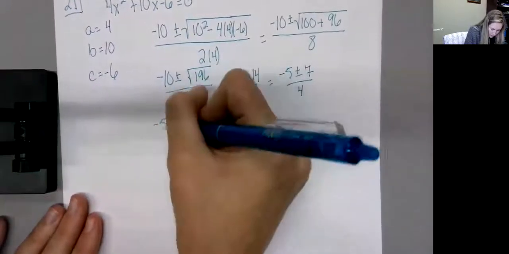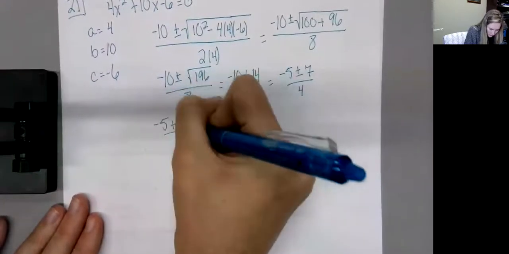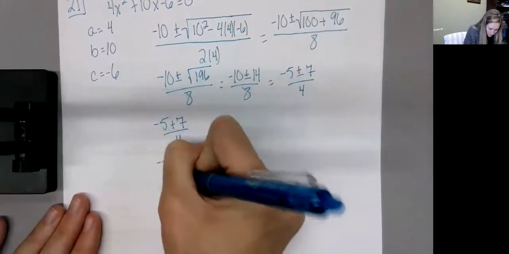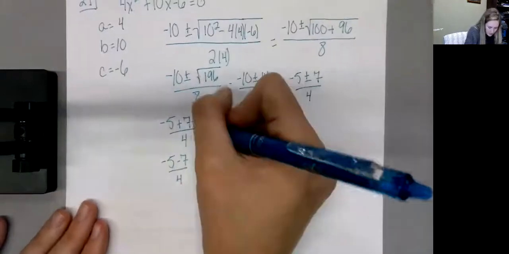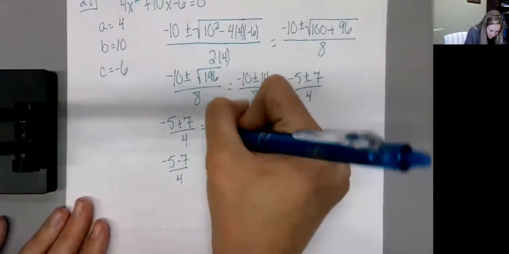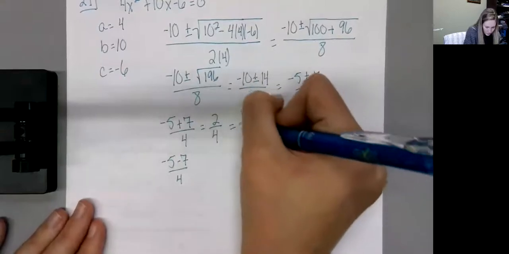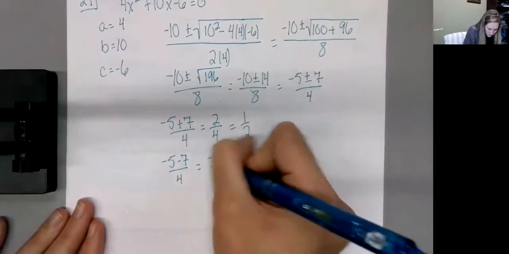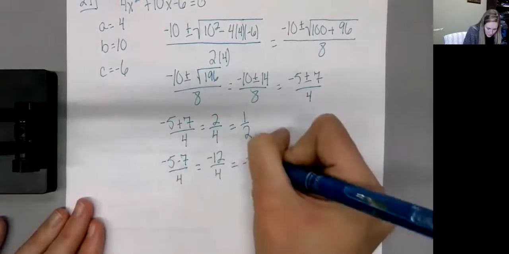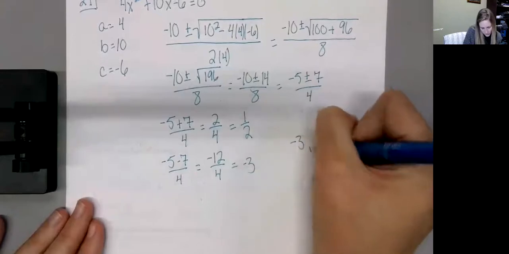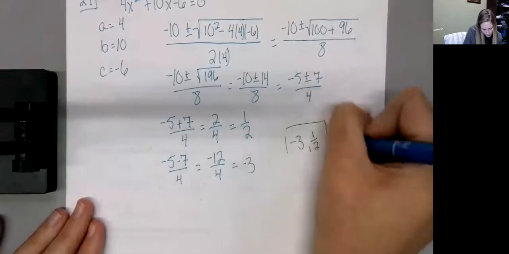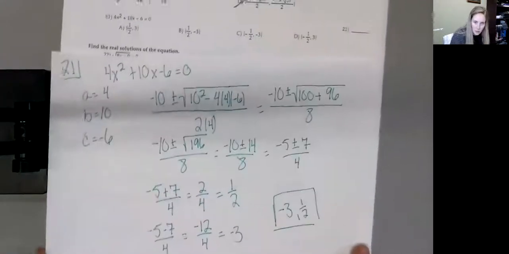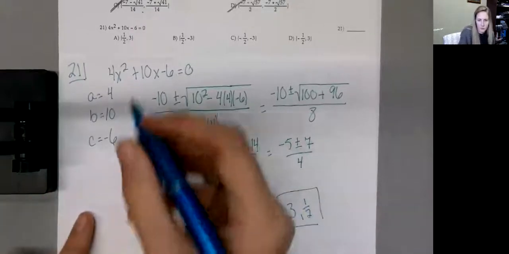So I'd have a -5 plus 7 divided by 4. I'd have a -5 subtract 7 divided by 4. So this one, -5 plus 7, will give us a +2 over 4, which would reduce to 1/2. -5 subtract 7 would give us a -12 over 4, which would give us a -3. So our answer would be -3 and 1/2.